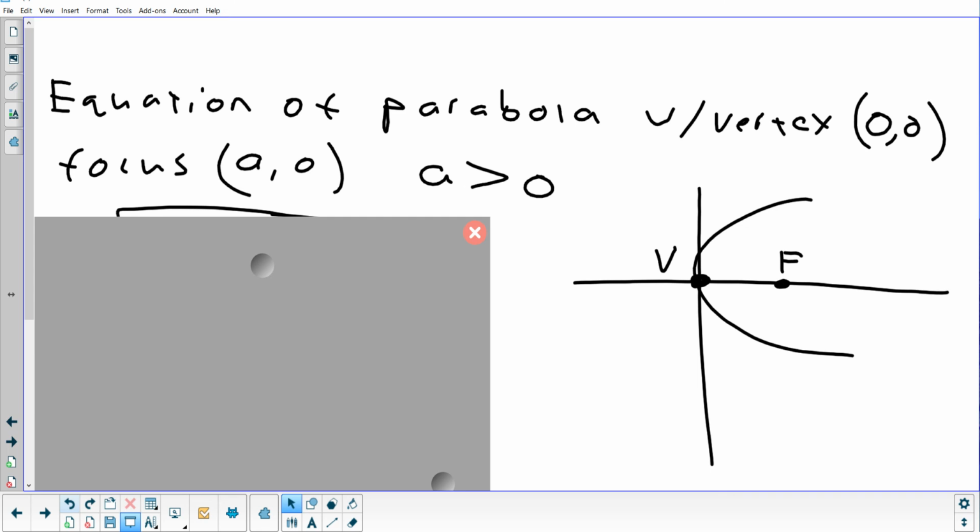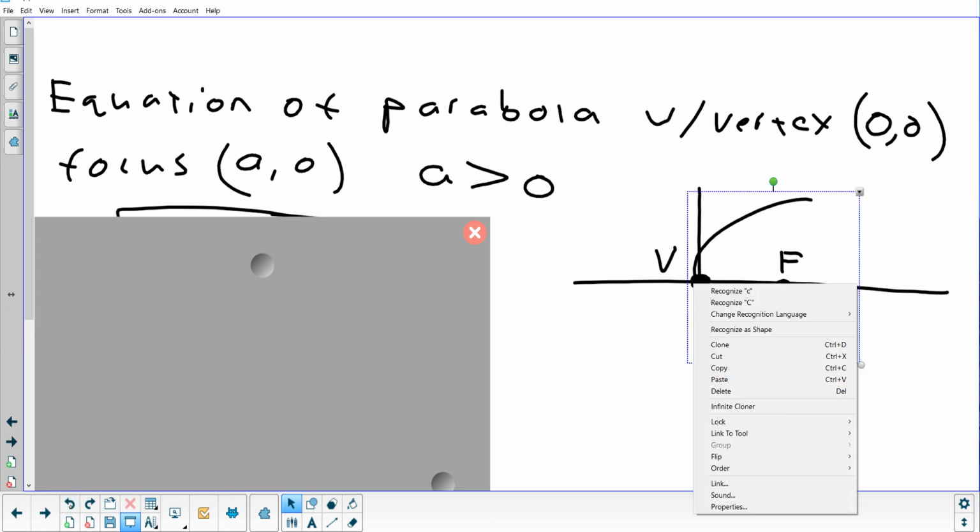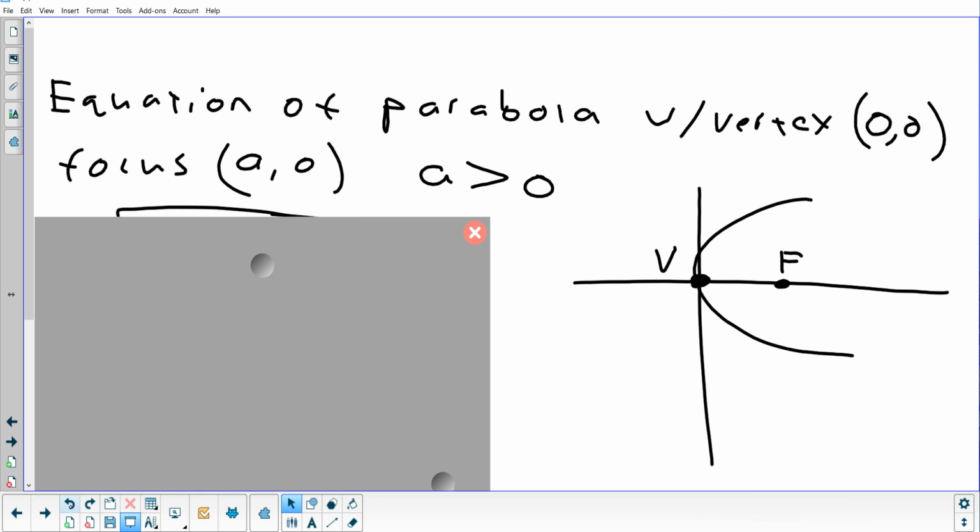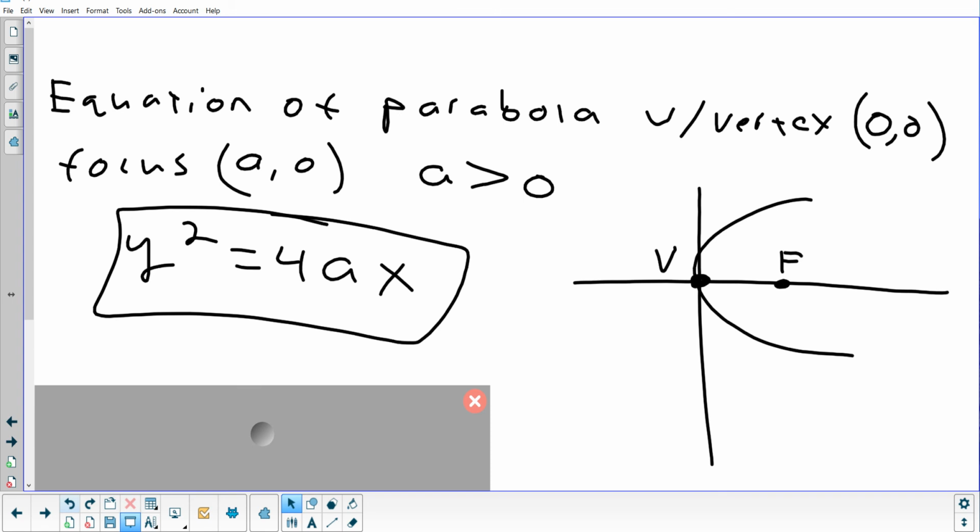But I'm just saying, in this situation, where your focus is a positive number, comma 0, something greater than 0, that's why I'm saying positive, and it's starting at the origin, and it has to wrap around it, it has to open to the right. Any questions why it can't open up, down, or left? All right, and the equation for a parabola opening to the right is y squared equals 4ax.